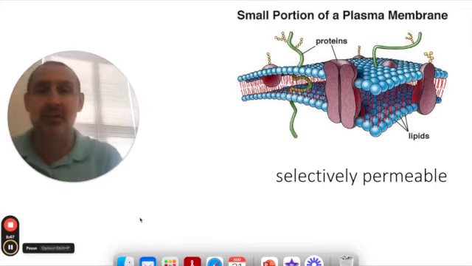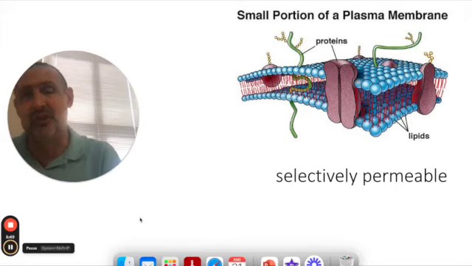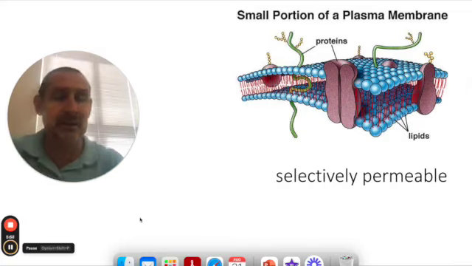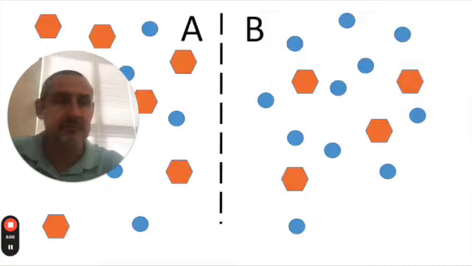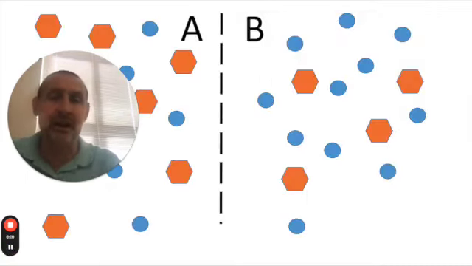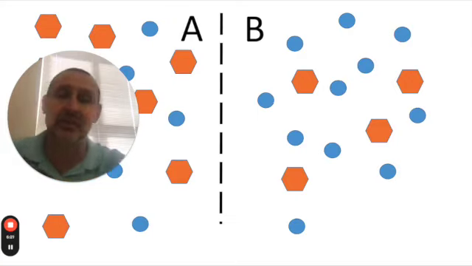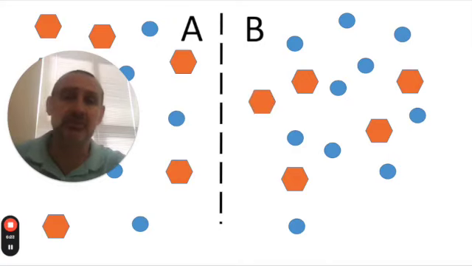That process is called diffusion, where you're just moving from an area of high concentration to low concentration across the membrane. In the case of the cell, that's the plasma membrane. So in this example, you can see that side A has a high concentration of the orange shapes. Side B has a high concentration of the blue shapes.